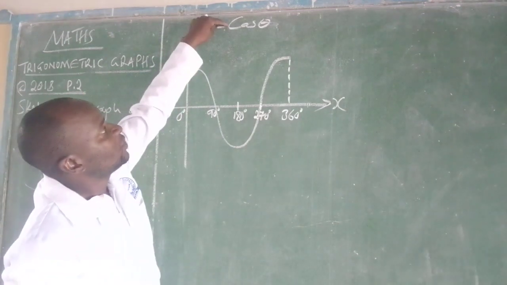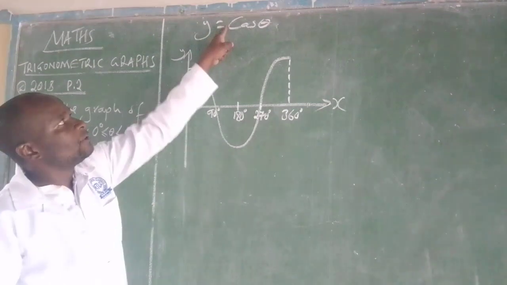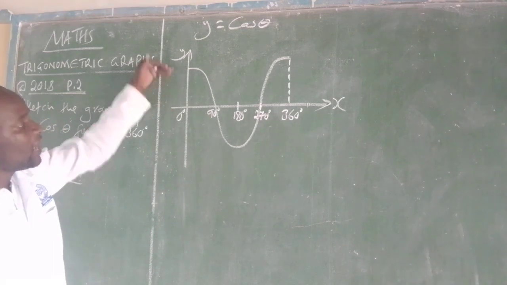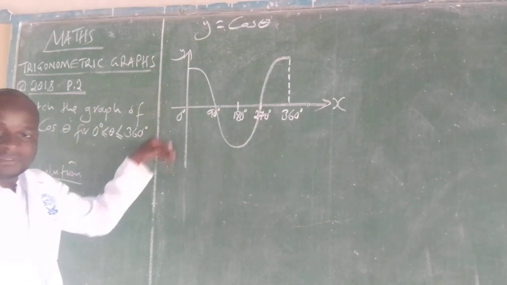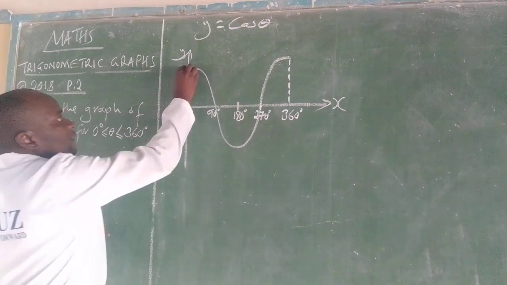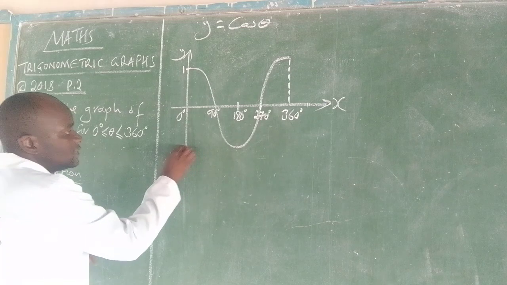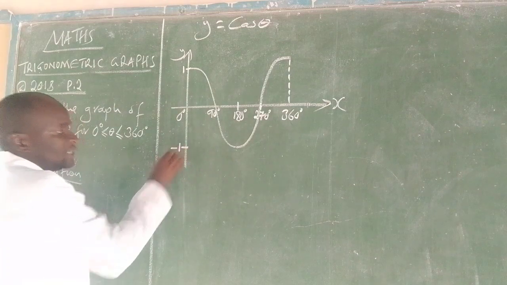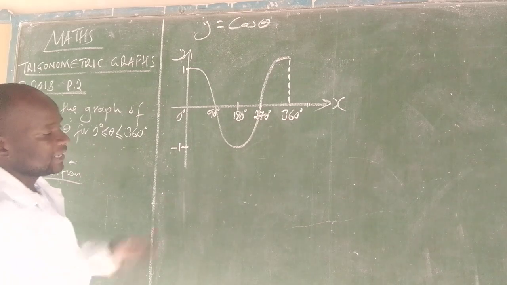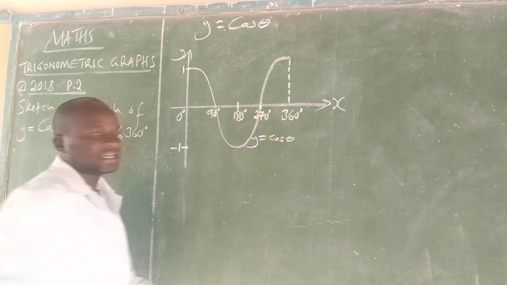Then here we have got a 1, even though it is invisible. The number that is here is called the amplitude. It tells us how high or down our graph will go, that is up and down. So there you put a 1. And here also at the turning point, you put a 1, but it will be negative because going down we've got negatives. So now, at the end we indicate y is equal to cos theta.